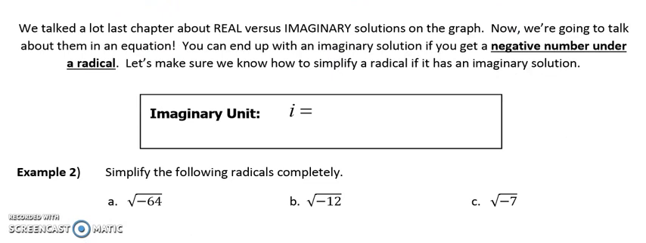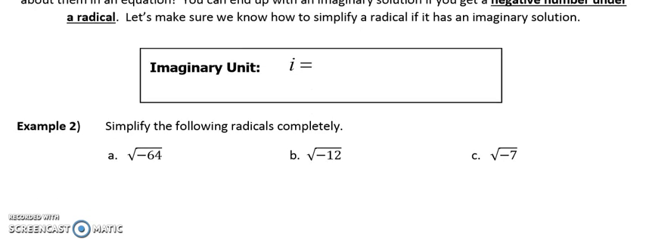We talked a lot last chapter about real versus imaginary solutions on a graph, and now we're going to talk about them in an equation. You can end up with an imaginary solution if you get a negative number under a radical. So let's make sure we know how to simplify a radical if it has an imaginary solution. So i is actually the square root of negative 1. In the past, I know when I've taught, I've told students, if you have the square root of a negative, you can't do it. It's a not real answer. That's because we wait until Algebra 2 to teach you imaginaries, and they're not completely imaginary. They do have uses. I know the title suggests that we're talking about unicorns and such, but we're not. So i is the square root of negative 1.